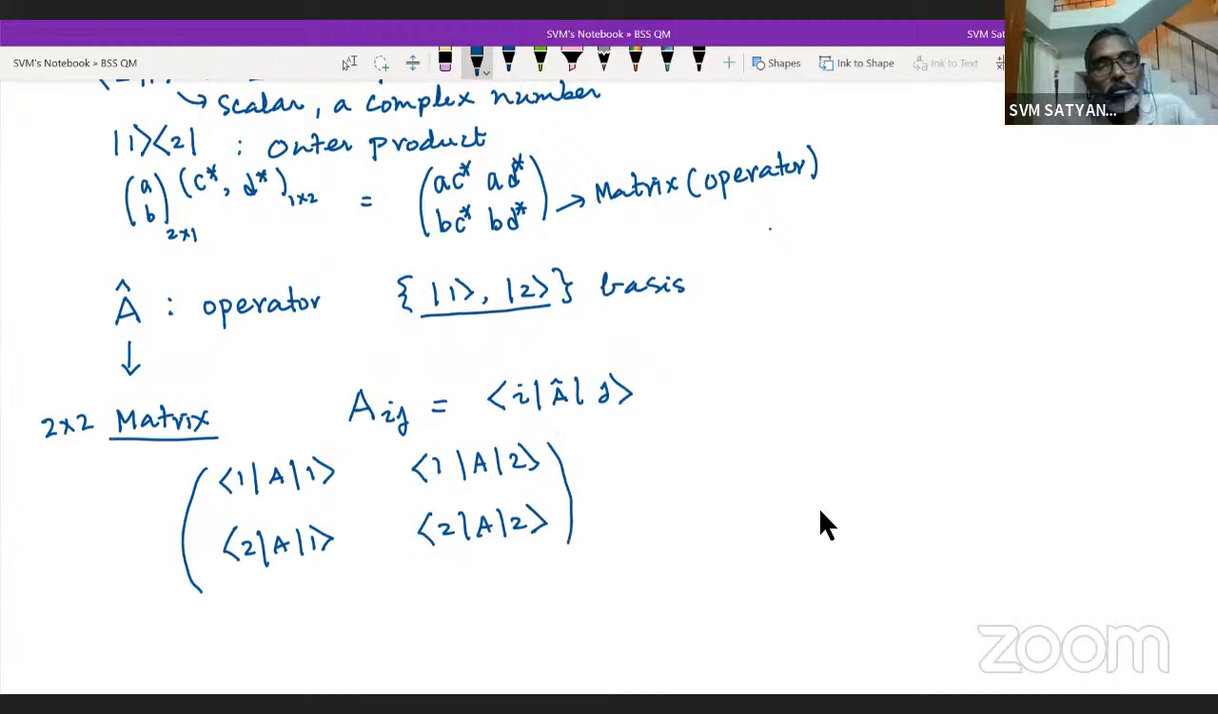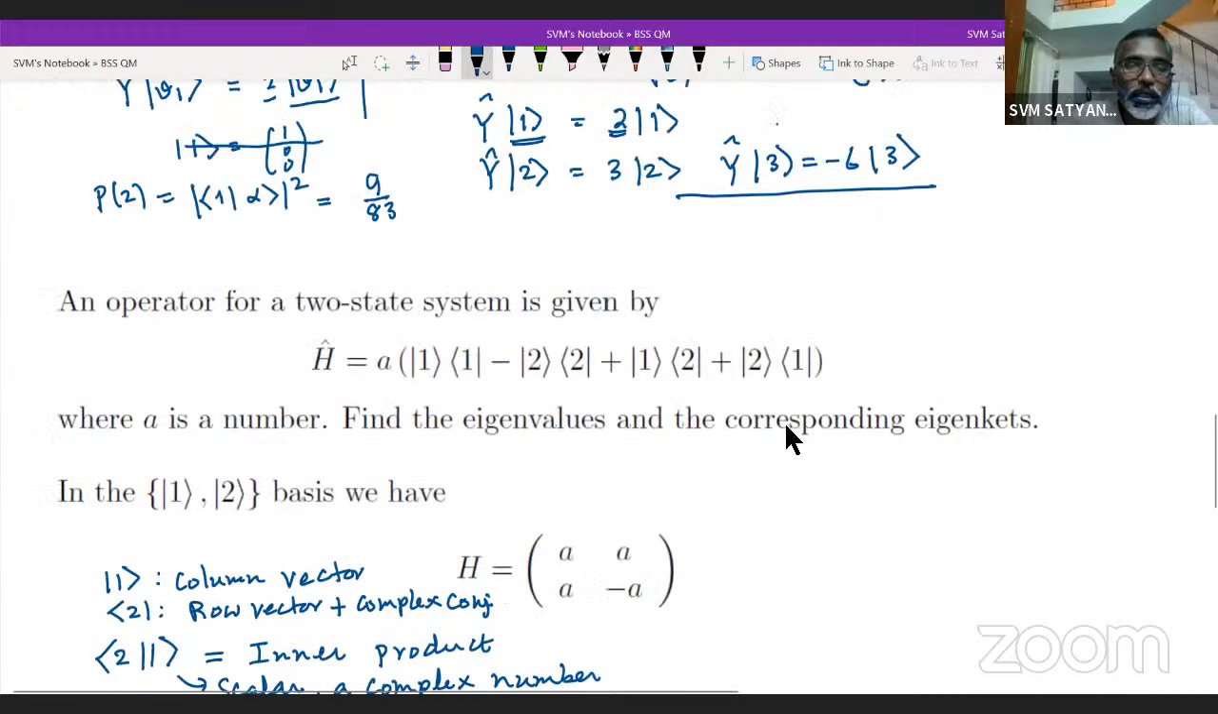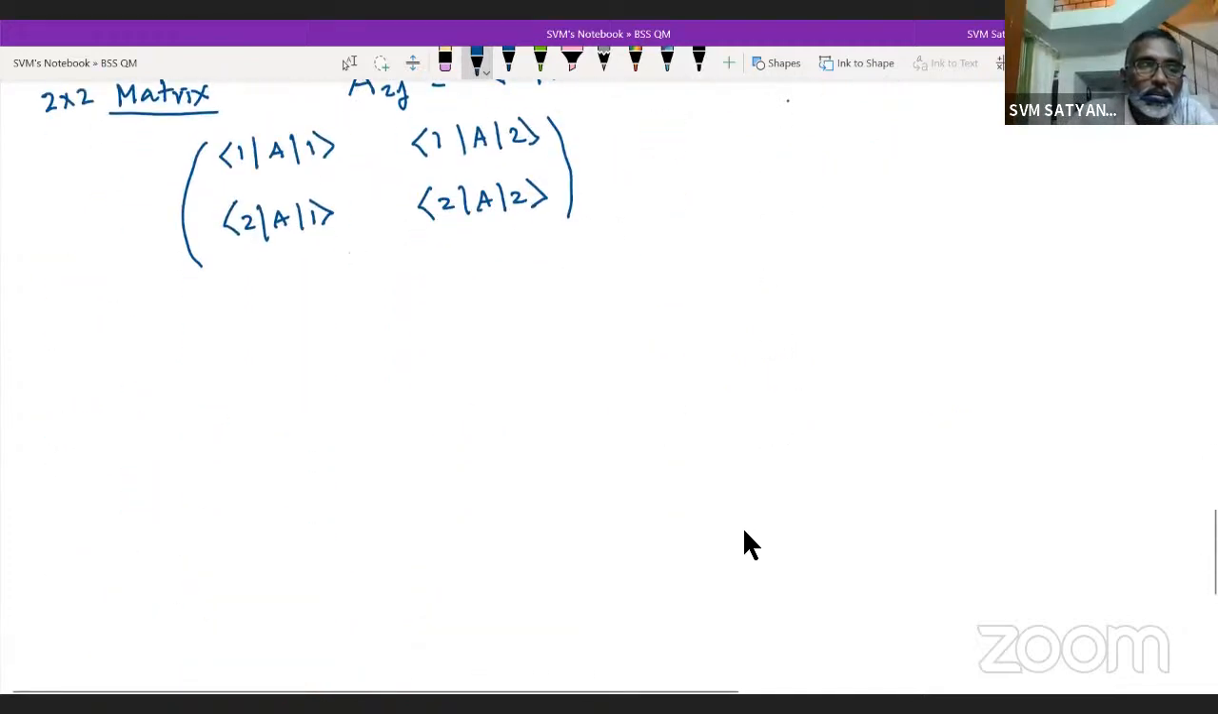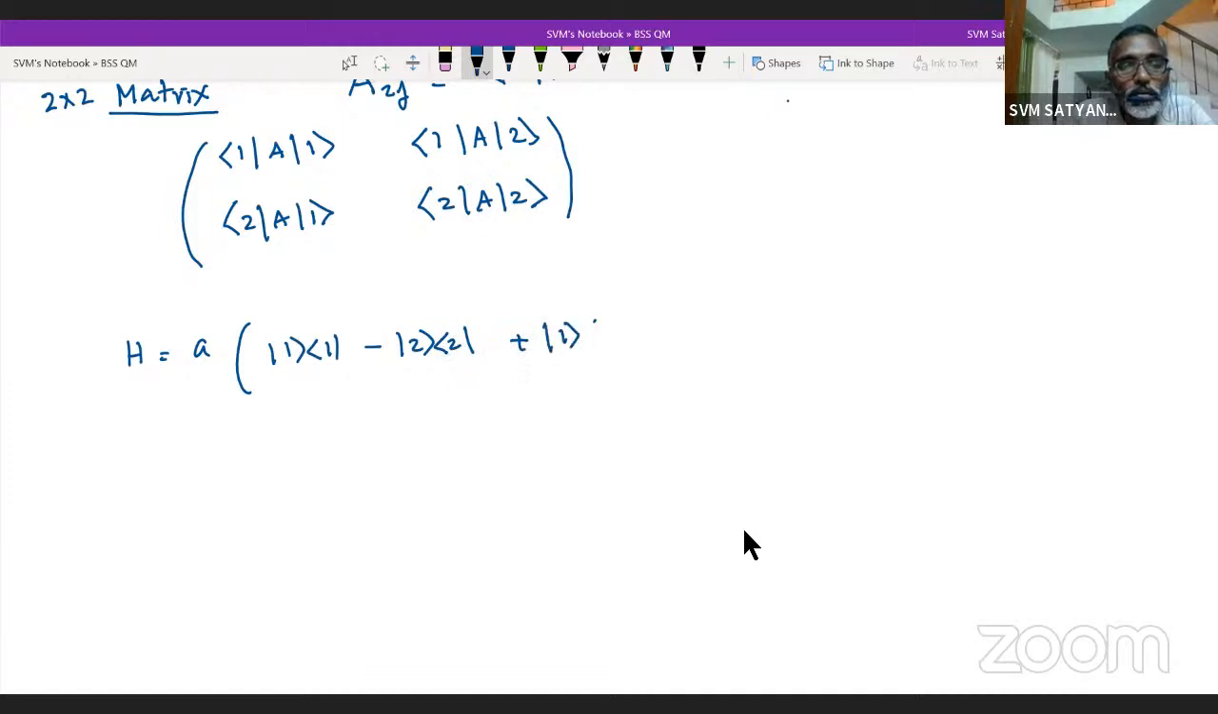Okay, this is how we can write down these matrix elements. Now you look at the given operator. The given operator is A times |1><1| minus |2><2| plus |1><2| plus |2><1|. We want to write this as a matrix. How do we write it? So the Hamiltonian is given by A times |1><1| minus |2><2| plus |1><2| plus |2><1|.